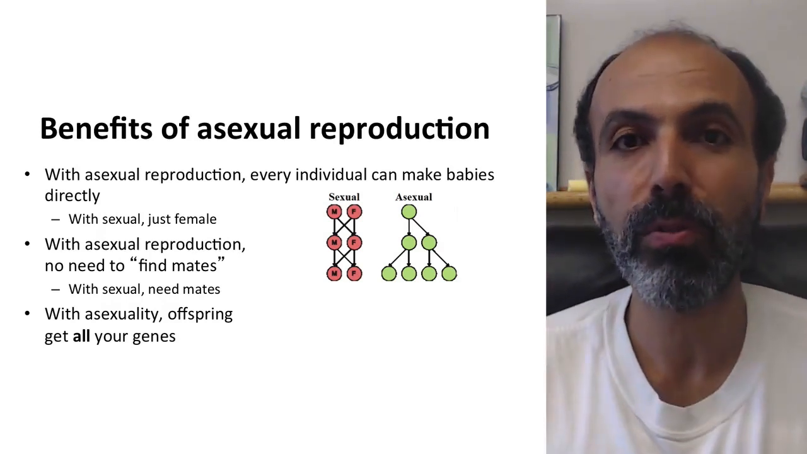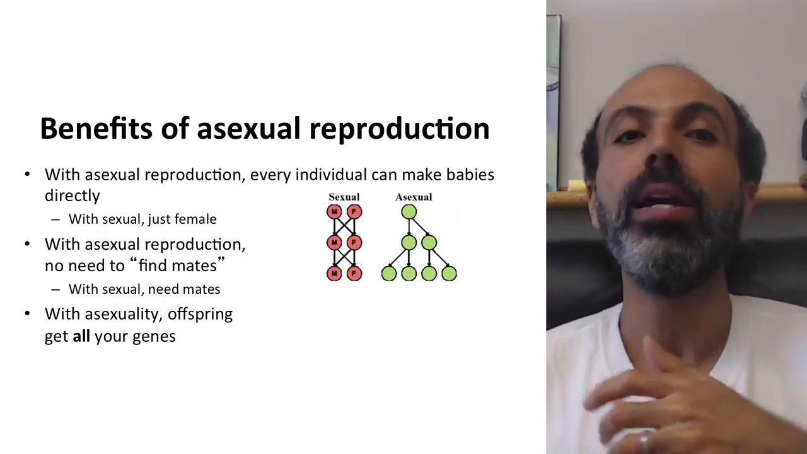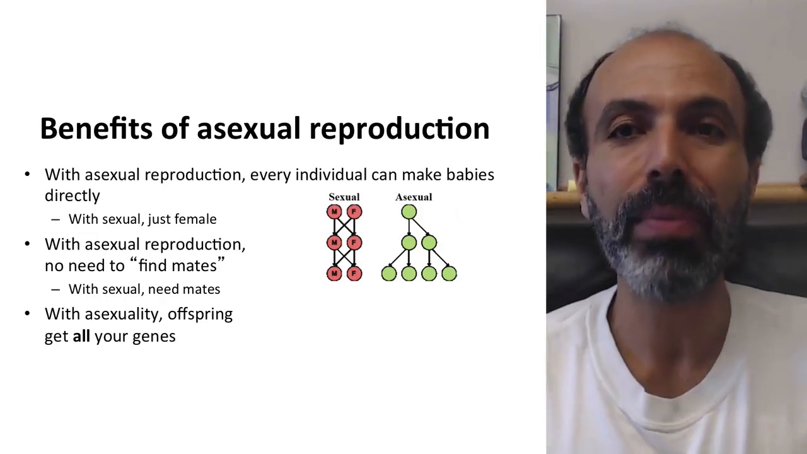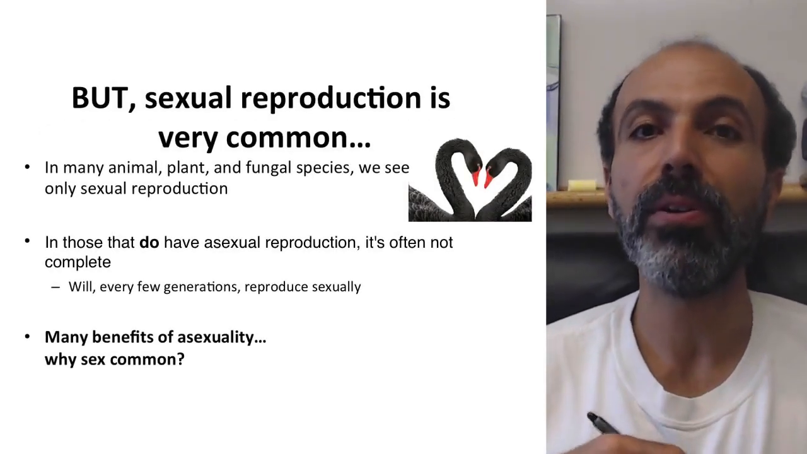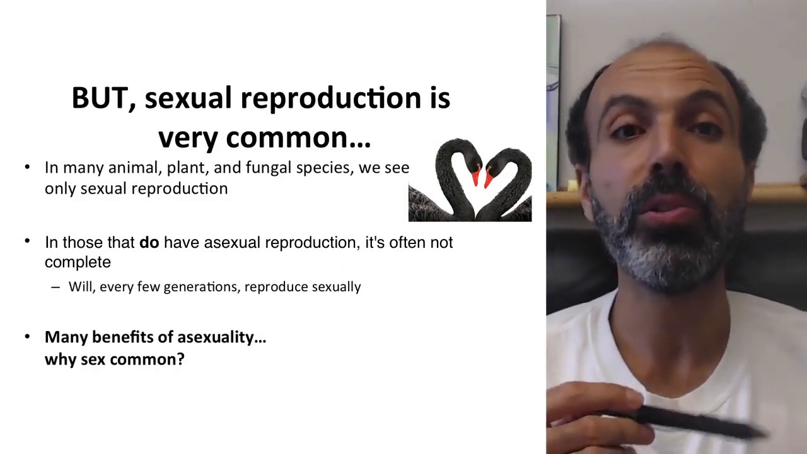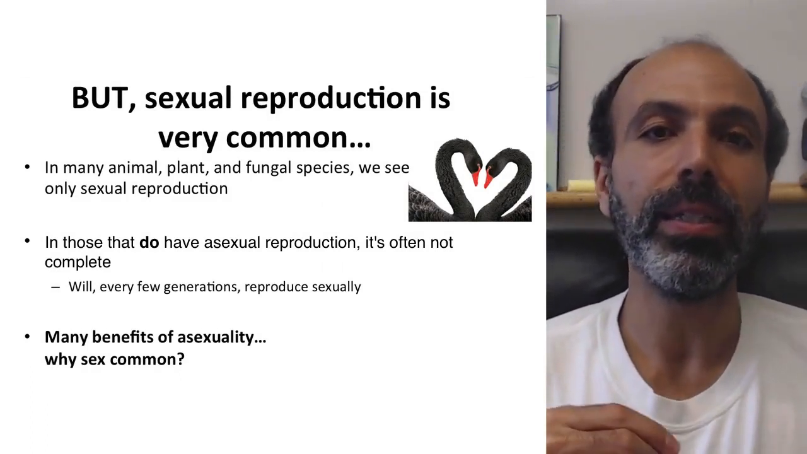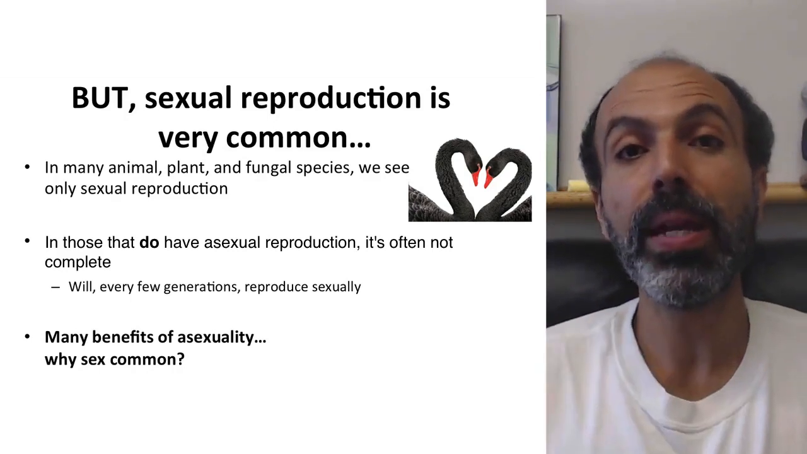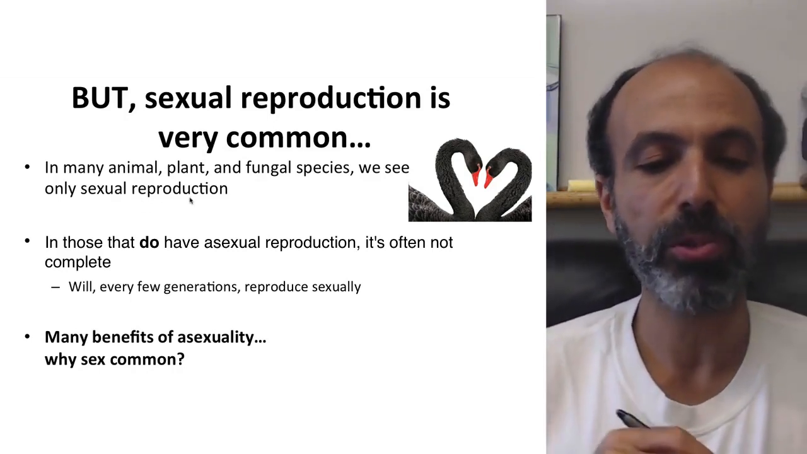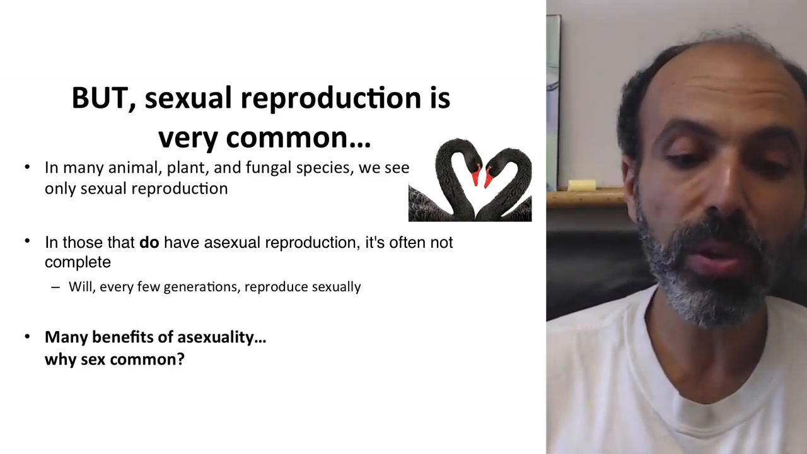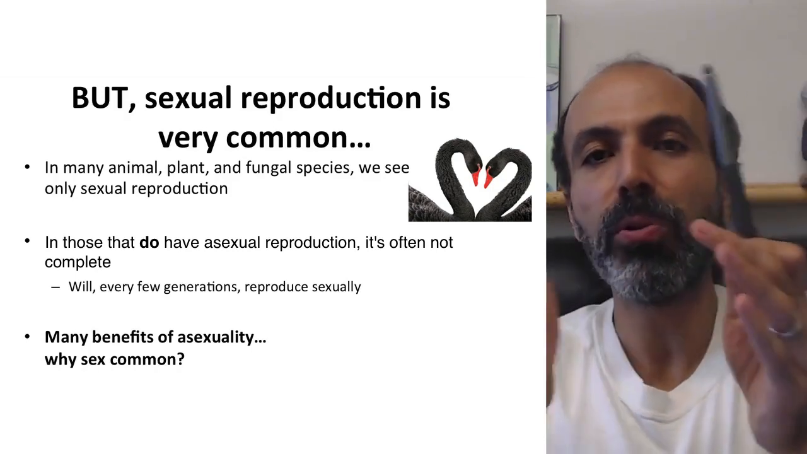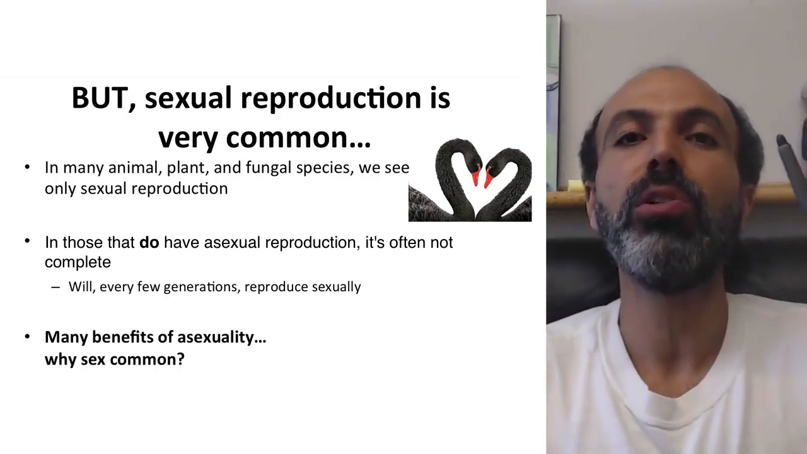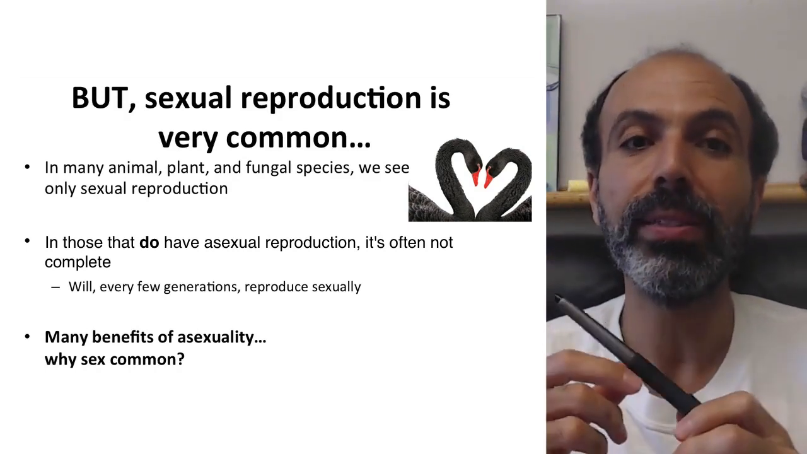You can pass on more of your genes. You don't need the intermediary. You don't need to go hunting and wooing mates. Nonetheless, we find that sexual reproduction is very, very common. And this is particularly true in the animal, plant, and fungal kingdoms. We tend to see that many of these species only have sexual reproduction. And for those few that do have asexual reproduction, it's often not complete. Basically, they will go through a few generations of asexual reproduction, and then they will have a sexual phase.